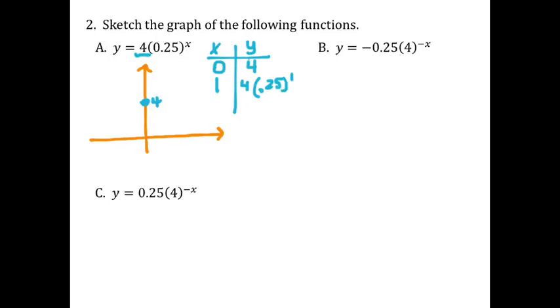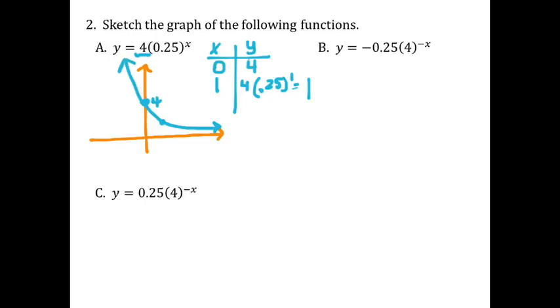4 times 0.25 to the 1, which is 4 times 0.25, which is just 1. And so the next point on my graph would be, say, right here at (1, 1). Just based on those 2 points alone, and the fact that I know this is an exponential function, we can see that the function would look something like this.